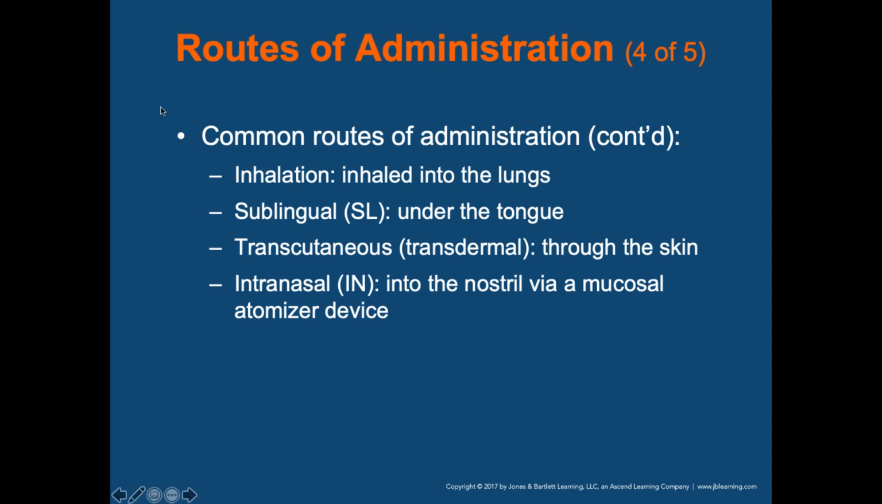Inhalation medications would be your albuterol, metered dose inhalers, and other medications like that. Oxygen is also an inhalation medication. Sublingual is under the tongue. Transcutaneous or transdermal is through the skin. There really is nothing that we utilize at the EMT level that I can think of off the top of my head for transcutaneous or transdermal medication. You'll see more of that at the AEMT and paramedic level, like nitropaste being one of them. And then you have intranasal, which is into the nostril via a mucosal atomizer device, what they call a MAD device. And that's what we're utilizing for Narcan.